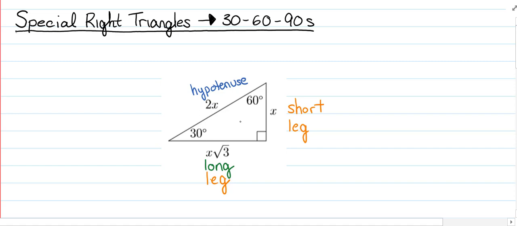So you just start by labeling the sides based on where the angles are. If you know which sides are which, and you remember these ratios, x times the square root of 3 and 2 times x, you're able to find all of the missing sides of a right triangle without doing the Pythagorean theorem. Let's look at some examples.